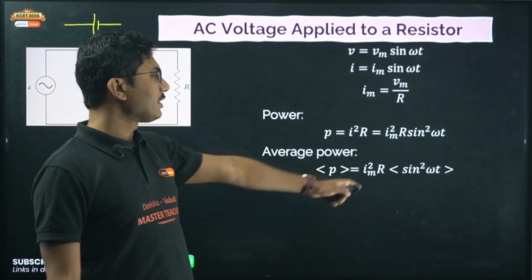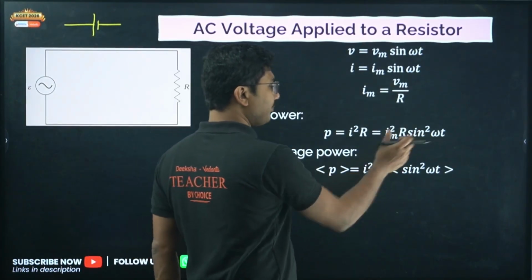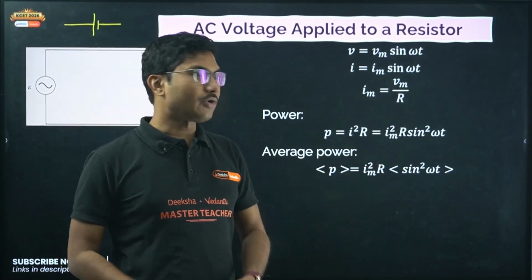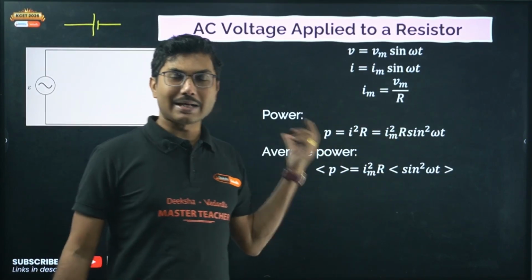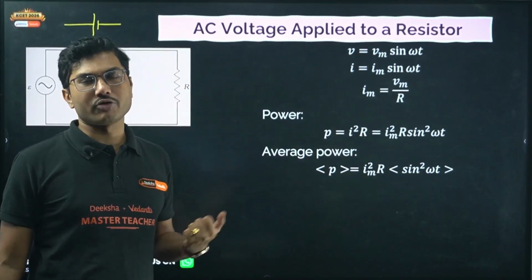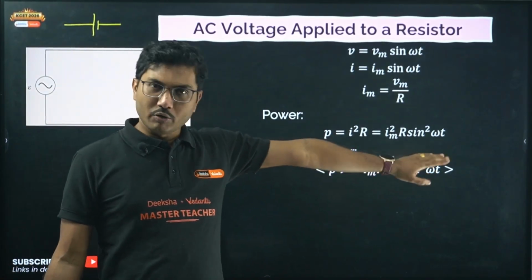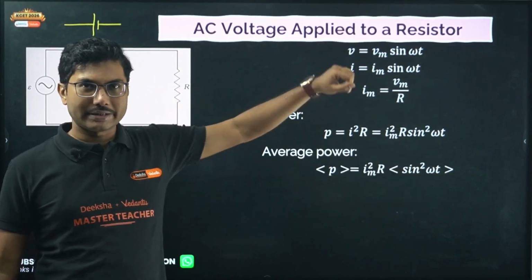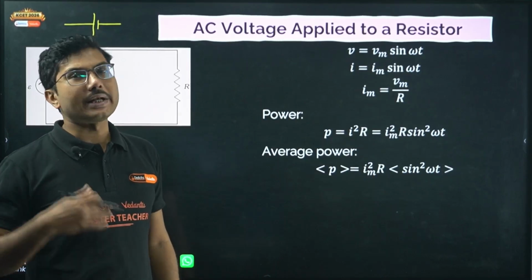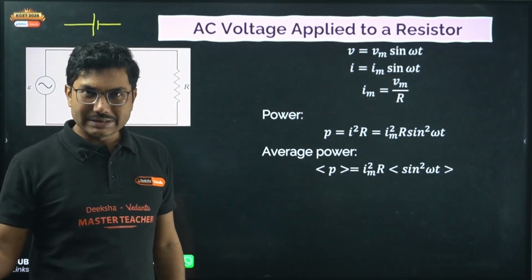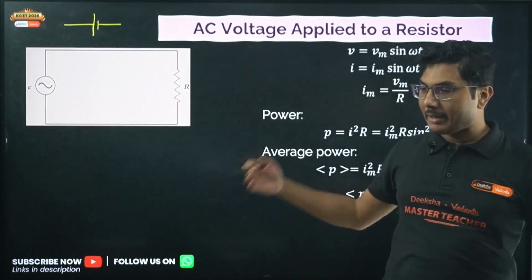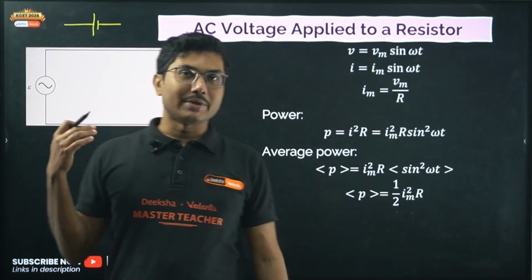Average power: if you take the average of this term, Im square is a constant, R is a constant, so this will be the same as the original value. Only the sin function is not constant, as it is changing with time. It can be 0, it can be 1 as well, and we are taking the square as well. So the average of sin square omega t is not 1, and it is not 0 either; it comes out to be half.